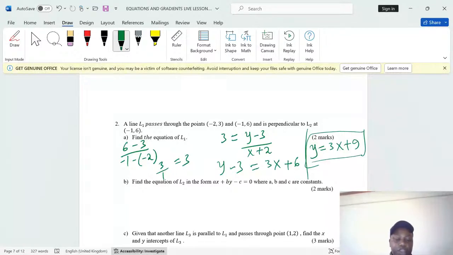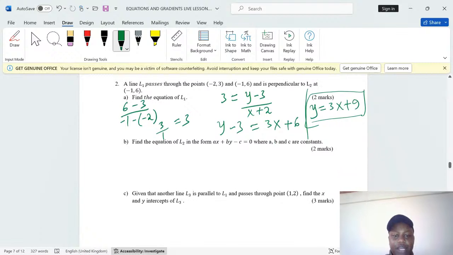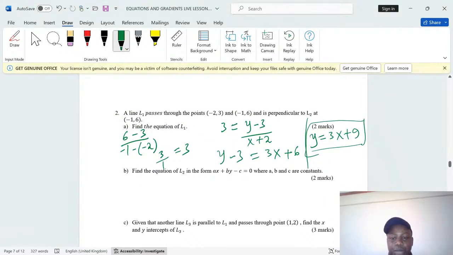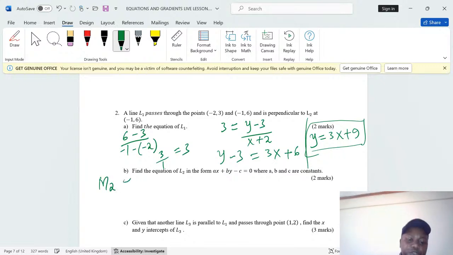We can continue with part B. Find the equation of L2 now in the form ax plus by plus or minus c equals 0, where a, b, and c are constants. The line is perpendicular to L1, which means the gradient of L2 is -1 out of 3.